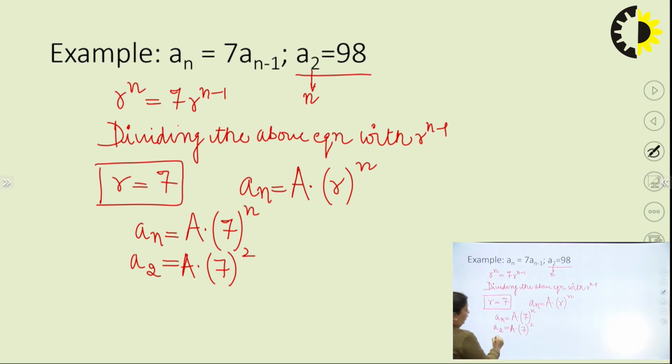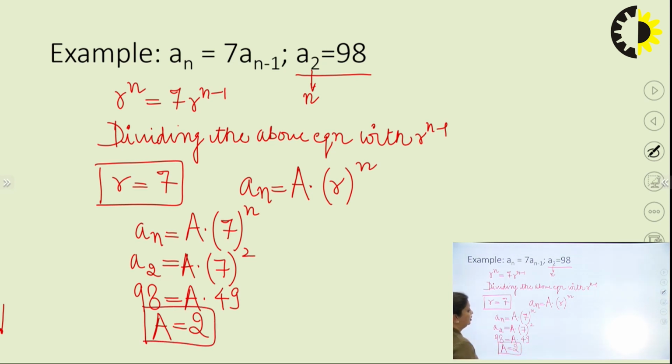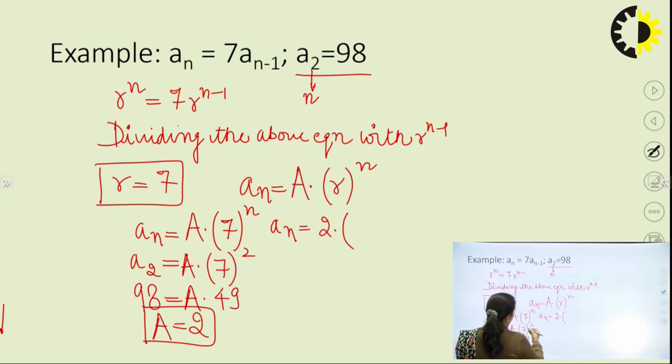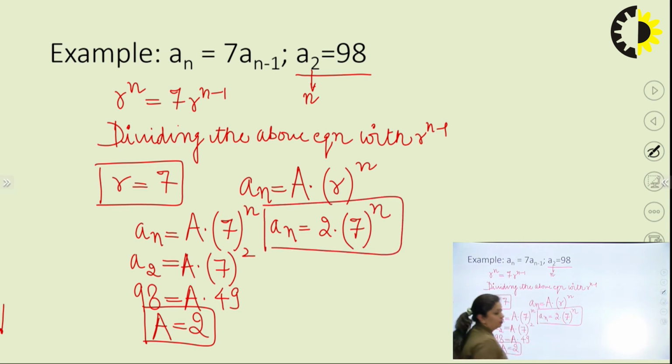Now a_2 is already given as 98. So 98 is equal to A times 49. Now what will be the value of this constant A? The value of A will be 2. So now I even get the value of this constant. I'll substitute this in my standard solution. So I'll get a_n is equal to 2 times 7 to the power n, since the value of r is 7. So this is my solution to this question.